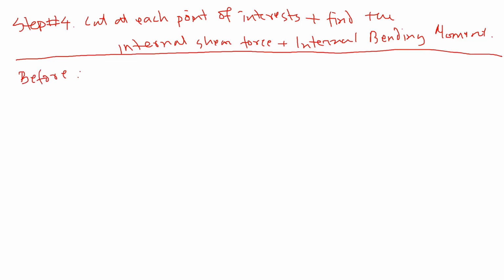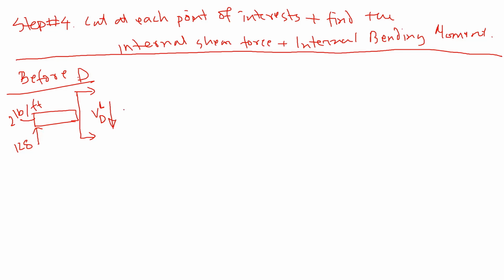If we cut before D, it's gonna look like this. Because we cut before D, we'll not see that 50 pounds load. So we got here the reaction force 128 and this uniformly distributed load 2 pounds per foot. And then we have to balance it. Whenever we cut it, we have to balance it. So at point D, to the left side of point D, downwards, and then by balancing this with a shear force downward, we are creating a moment or couple. So we have to counteract with this balancing internal moment.